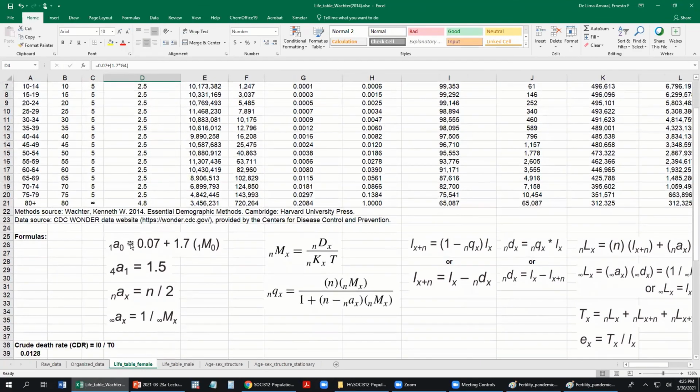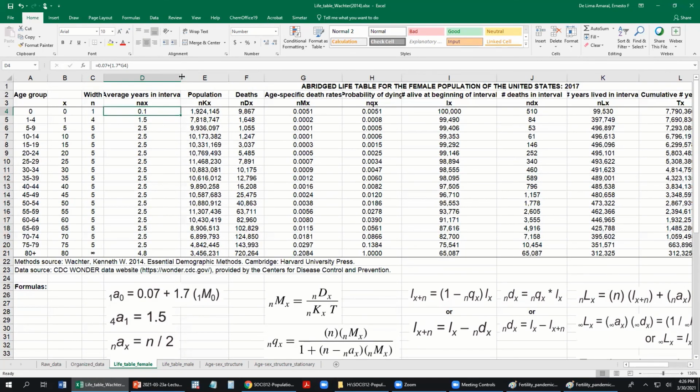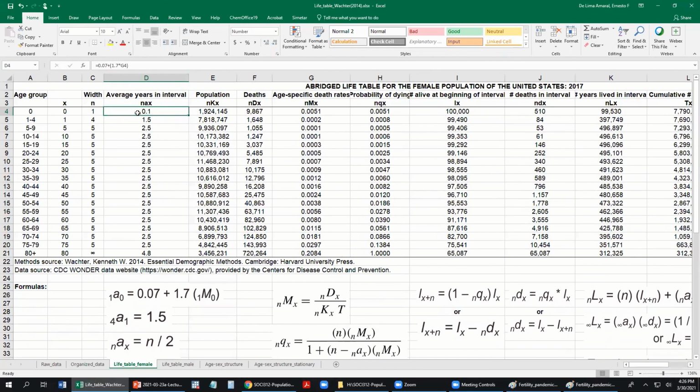All these formulas here in the bottom come from the textbook of Wachter, which is the one that you can download. For the first age group, the age group of those coming below age 1, we apply this formula here for the average number of years that people are living in the interval. So 0.1. So people who die between ages 0 and 1, they die closer to 0 than to 1. Okay?